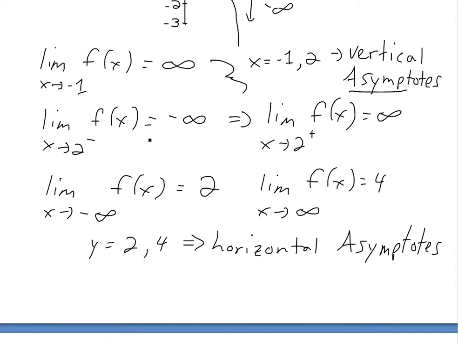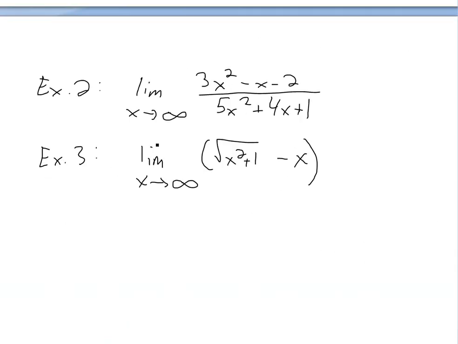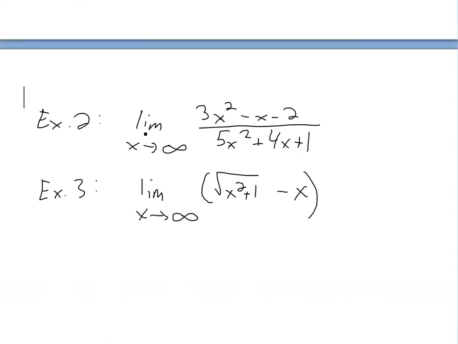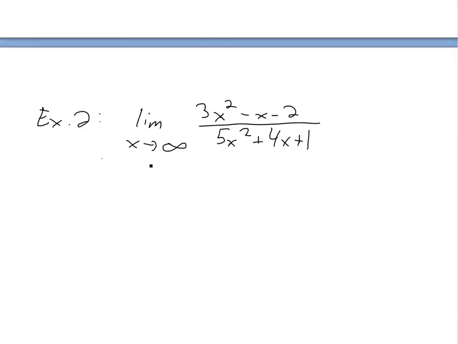So now let's look at the second question. If we look at example 2 right here, this one states find the limit as x approaches infinity of 3x squared minus x minus 2, all divided by 5x squared plus 4x plus 1. Before we solve this limit, let's just see what happens when we plug in really large numbers. If you put in a large number, this x squared is going to be bigger than this x.